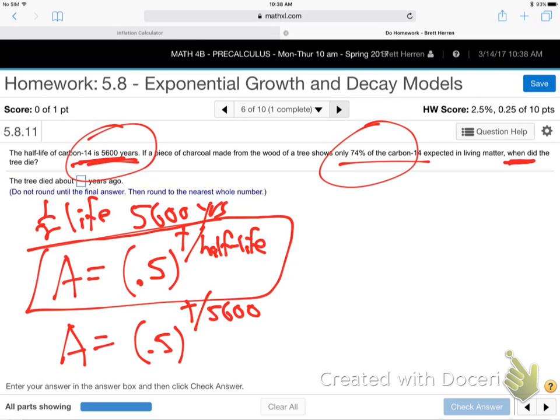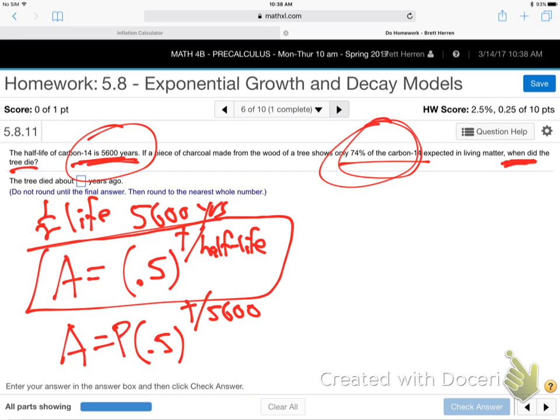Okay, their question is, there's the question word, who, what, when, where, why, how. When did the tree die? When? What do they want from me? They want time. They're asking for time. They're telling me it shows that 74% of the carbon-14 is left.